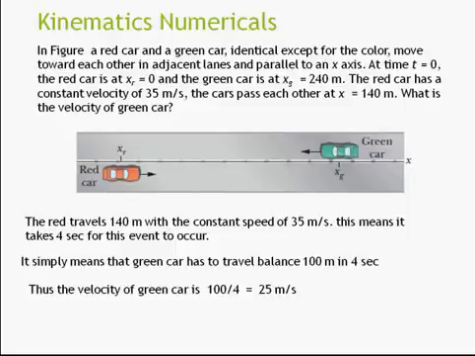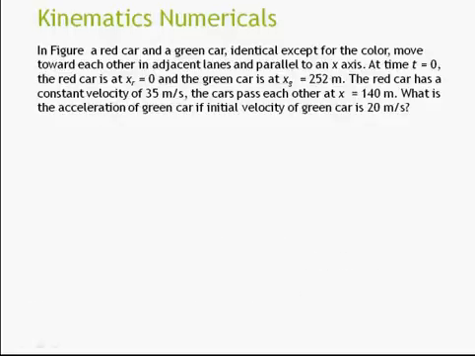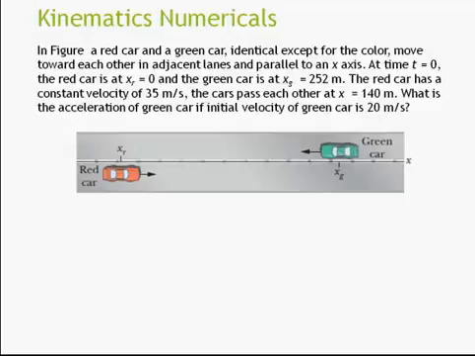We now change this same numerical with slight variations. In this we have again the red and the green car. We have just made a small difference, that the distance between them is 252 meters. Red car has a constant velocity of 35 meter per second and the cars pass each other at 140 meters. What is the acceleration of the green car if initial velocity of the car is 20 meter per second? That means in this case, the green car is moving with certain acceleration as well. We will see the diagram here in front of you.